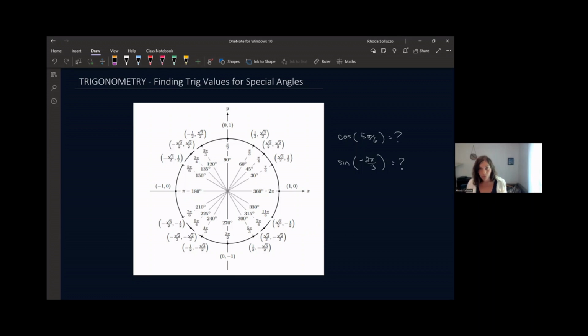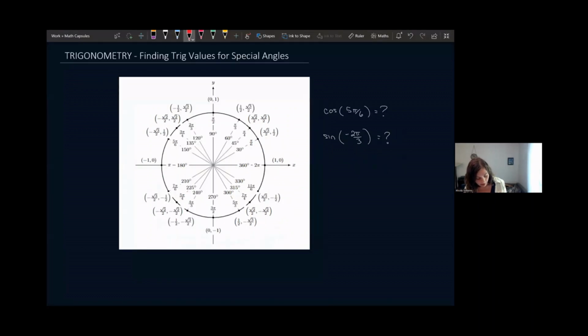All right, so in front of us here, we have what you should recognize as the unit circle. And you have probably seen this in high school. Maybe you've tried to memorize the whole entire thing. I'm going to try to show you a different way to think about it.